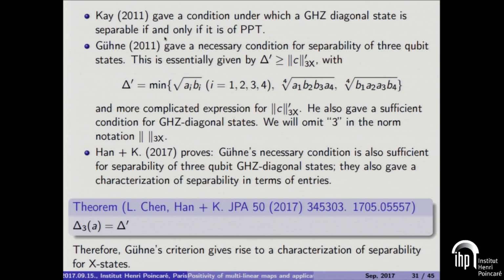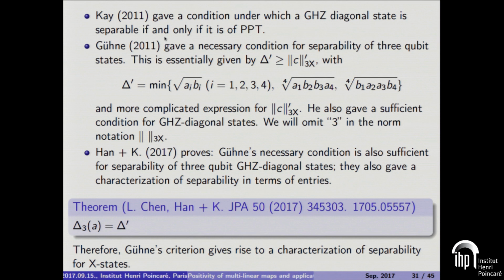Furthermore, very recently, I could show, with my coworker, that Gühne's necessary condition is sufficient for the separability of the three-qubit GHZ diagonal state. We also give some characterization in terms of the entries. I will explain soon. In the paper, we could show that this number is exactly the same as this number.